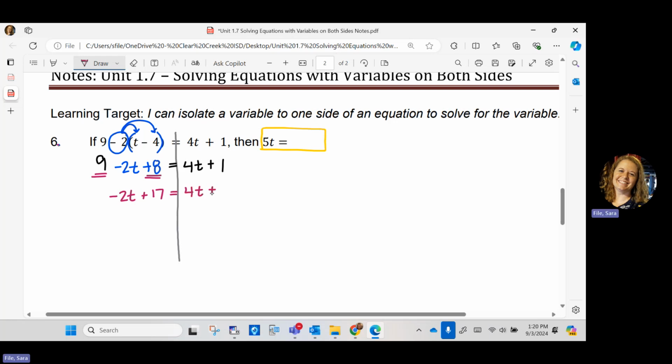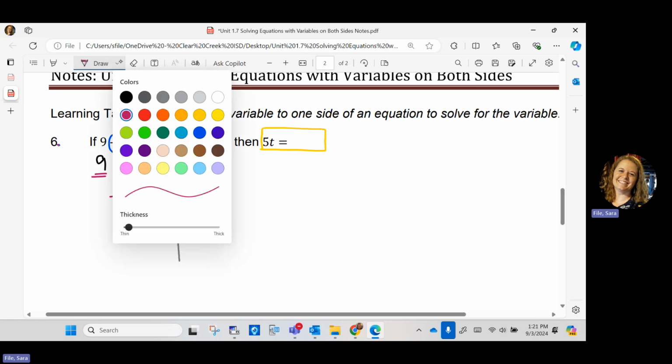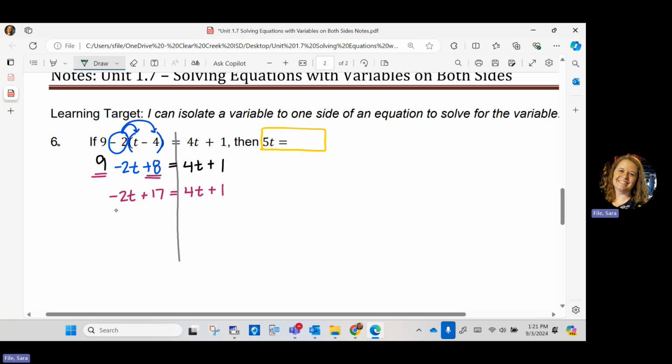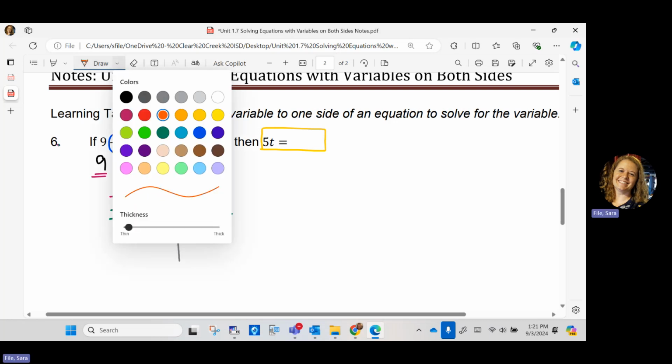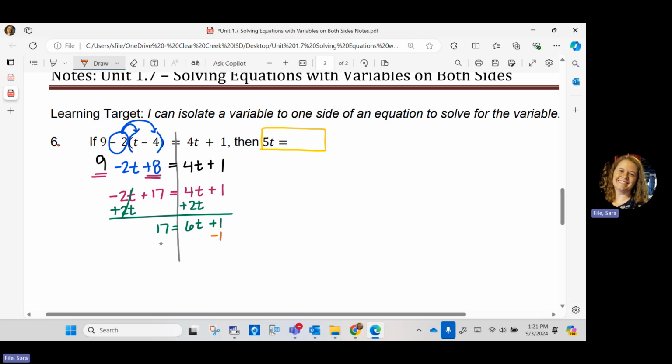equals 4t plus 1. Now I'm to like number 1 and 2 on the front. Okay, now it's to like where we're just moving terms across. So the -2t is the smaller variable, so I'm going to move that by addition, which leaves us with 17 equals 6t plus 1. So then I've got the constant to move across the equation to the other side, so I'm going to subtract that.